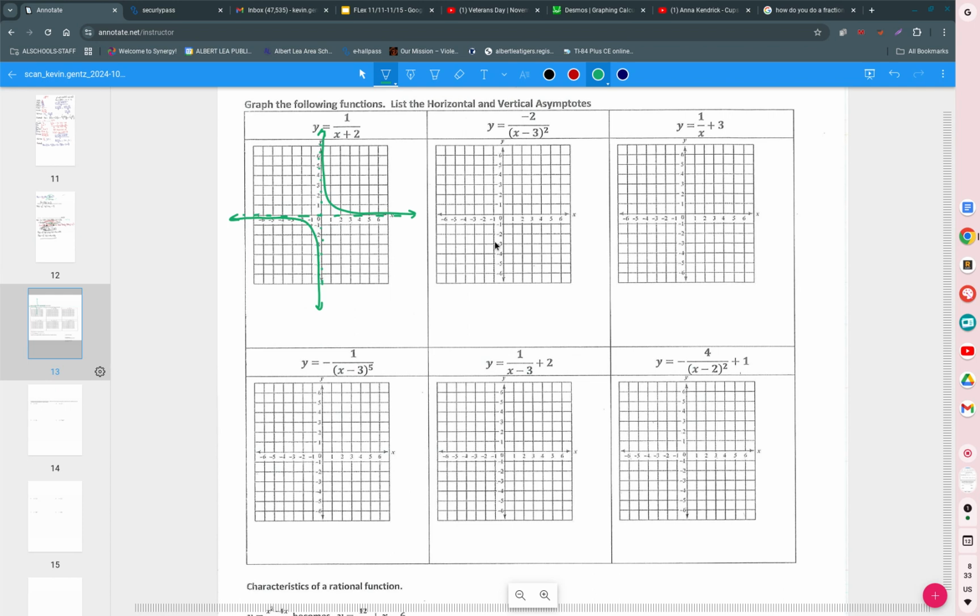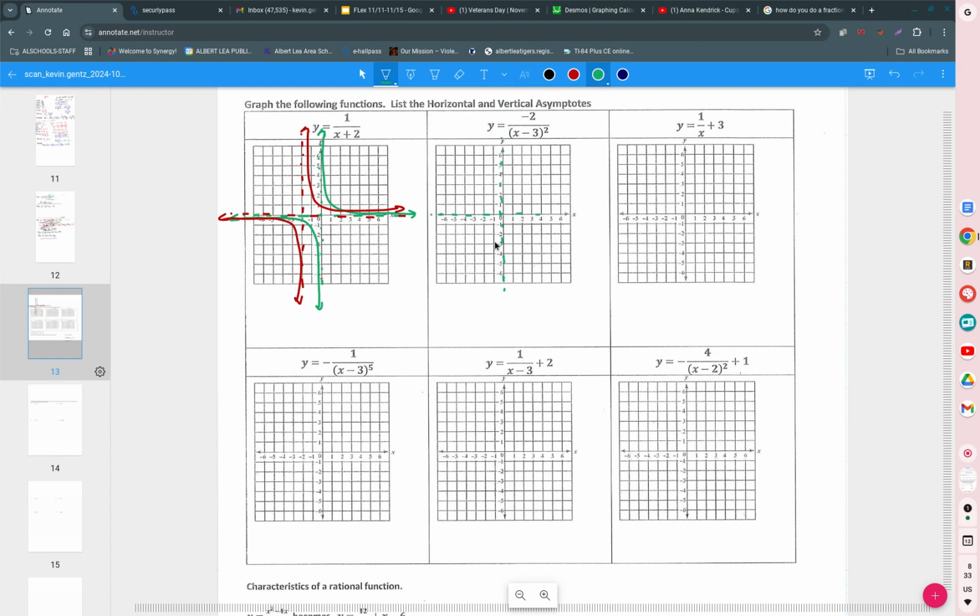So what is the transformation that happens here? Left 2, very good. So the plus 2 is on the inside, so we move it left 2. The next one, do you remember what happens if there's a squared? How does that look different? If you square something, it makes it positive. So therefore, the graph will be above the x-axis.